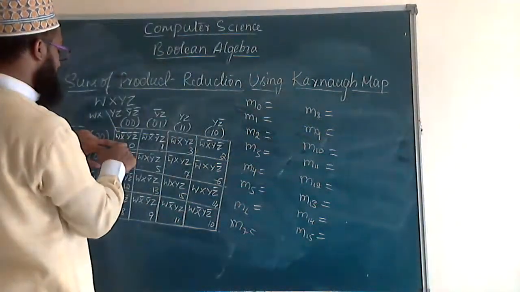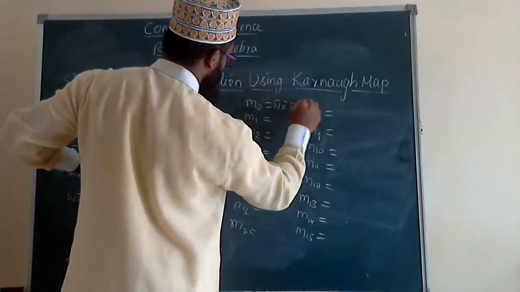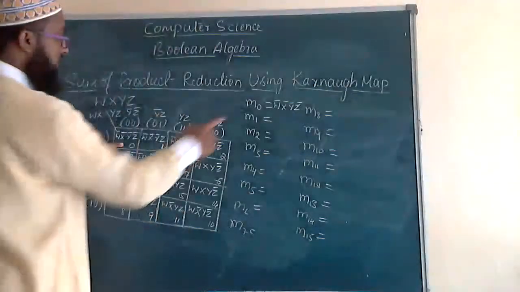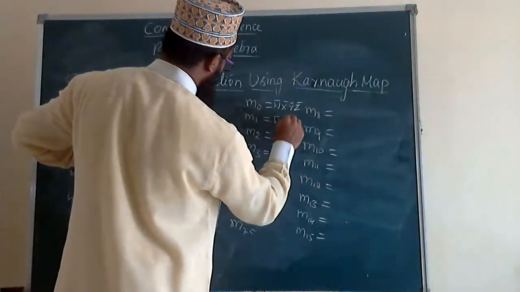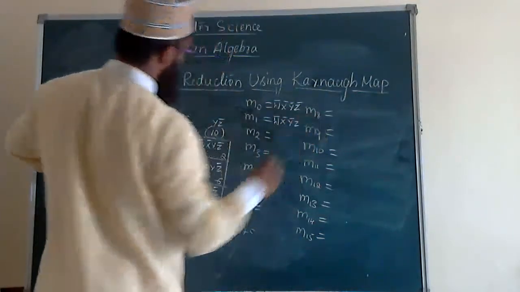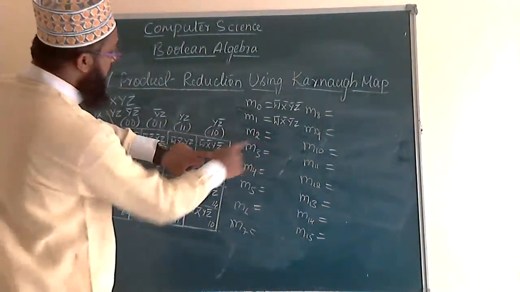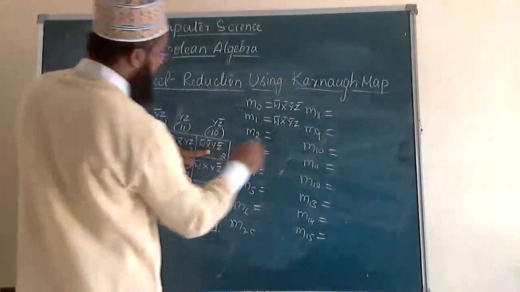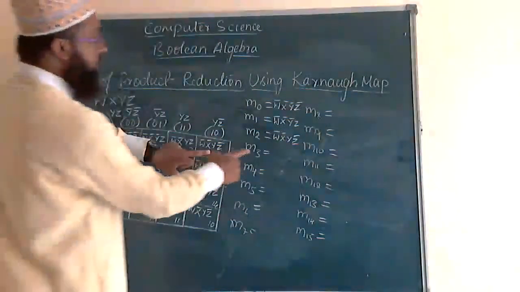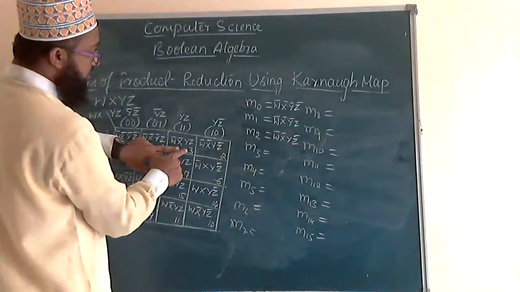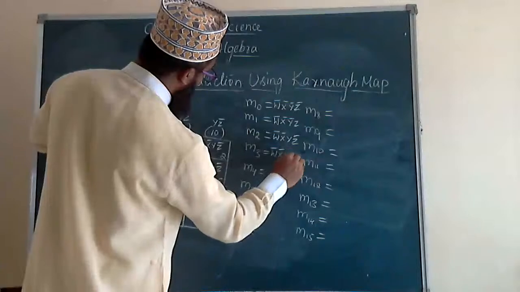Now write down all the min terms for these squares. For m0, write from 0: w bar x bar, y bar z bar. Okay, for m1, write from 1: w bar x bar, y bar z. Then for m2, remember, write from number 2 square: w bar x bar, y z bar. Then for m3, come to this side, 3 numbered square is here: w bar x bar, y z.